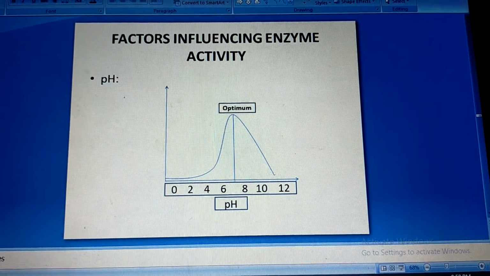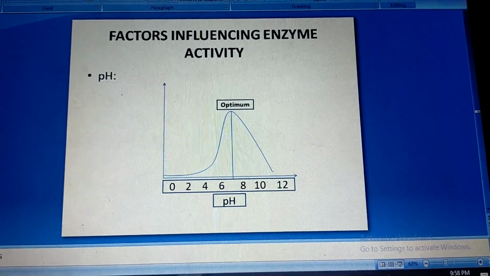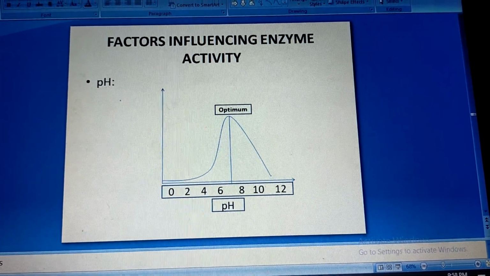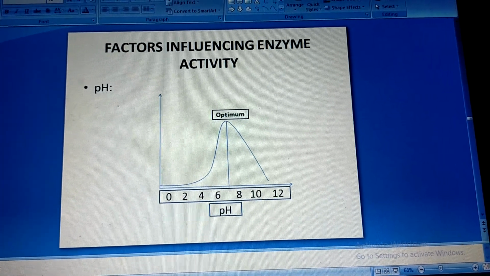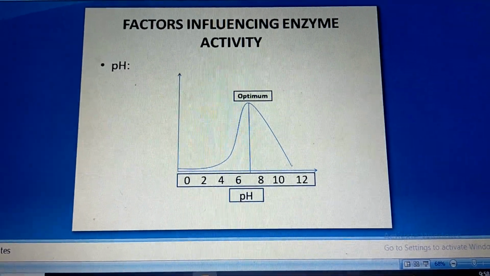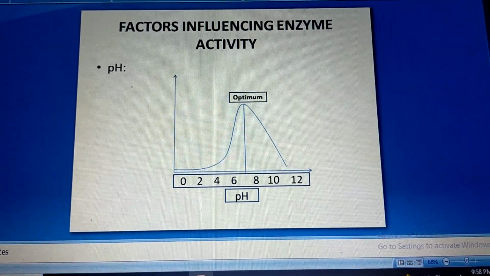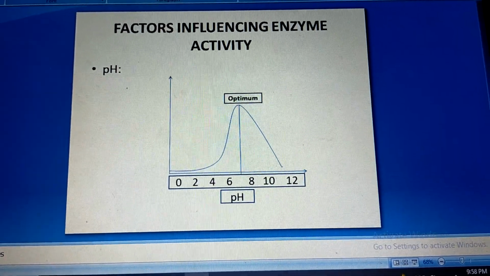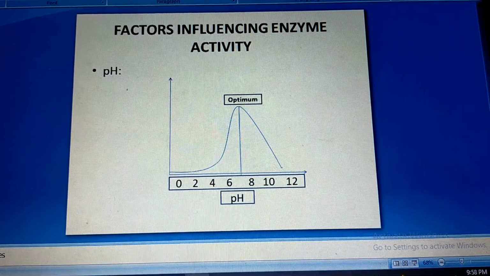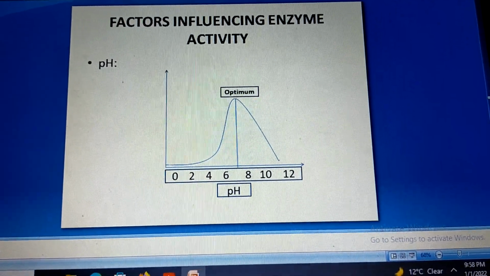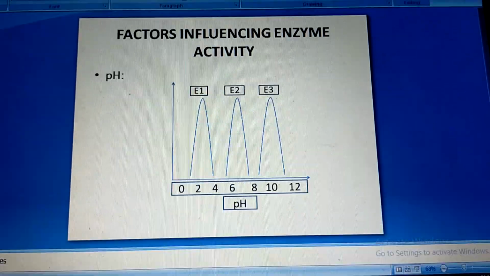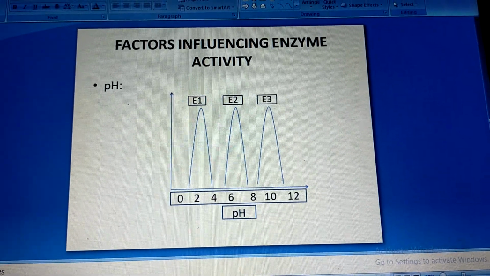Summary: how pH affects velocity of the reaction. At optimum pH, the charges present at the active site are such that they favor catalysis. If we change the pH, either increase or decrease, the charges present on the active site also change, and hence they do not favor the catalysis. This is about the factor pH.